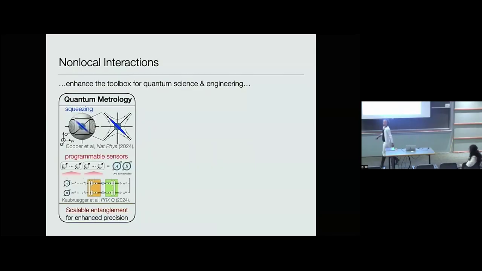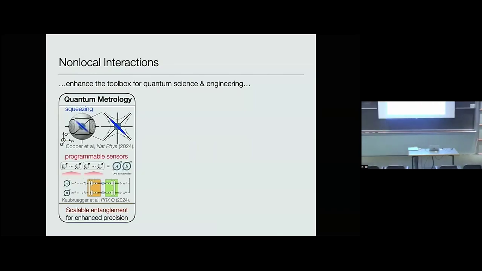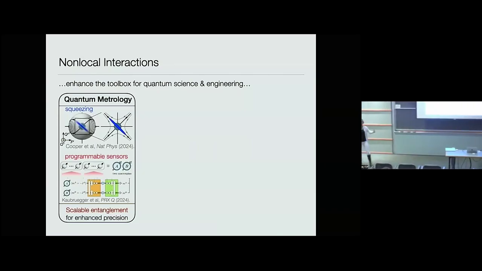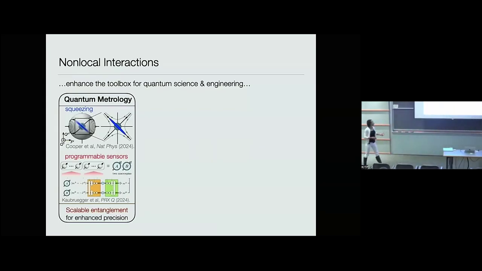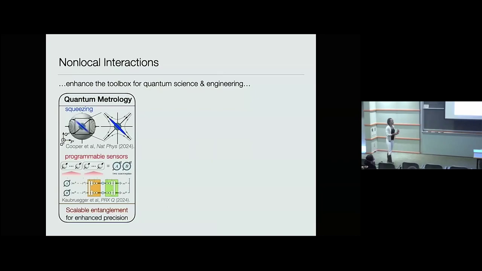So broadly, we're motivated by the general notion that having access to non-local connectivity in quantum systems can enhance our toolbox for a range of tasks. One area is in quantum metrology. It can give a way of efficiently generating collective entangled states. And you probably heard something about that already in, for example, James's talk. And if one has sufficient programmability, in addition, that could perhaps allow you to optimize your quantum sensor for particular metrological tasks.